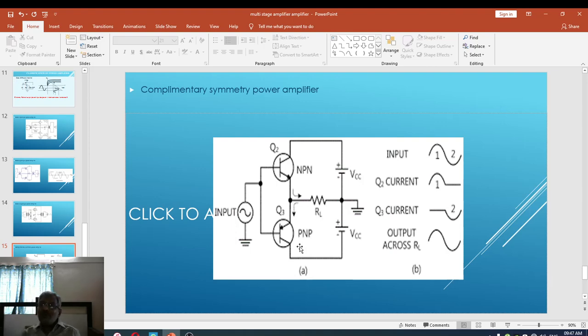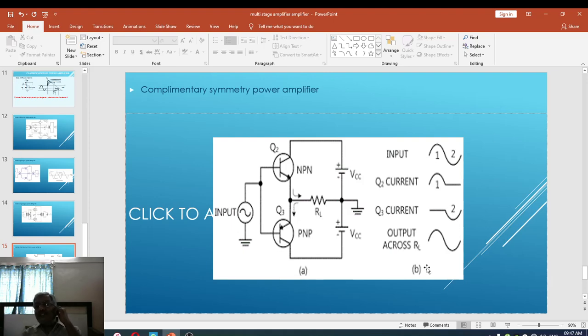If you look at this type of working of the transistors, NPN and PNP, their working is complementary to each other. Meaning thereby, when one transistor conducts, the other is off. When the other conducts, the previous one is off. This working is complementary to each other, and for appearance it seems to be symmetric. So that is the reason why it is called a complementary symmetry power amplifier.